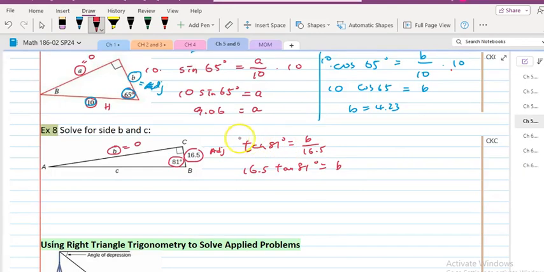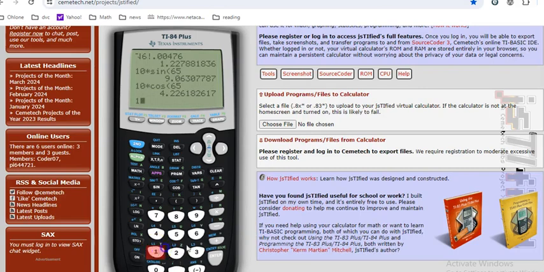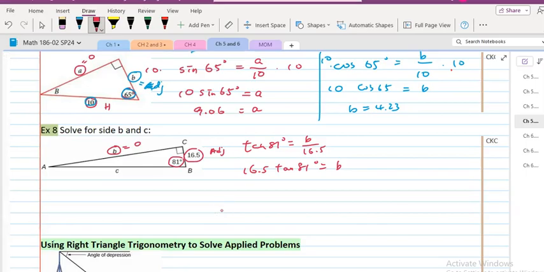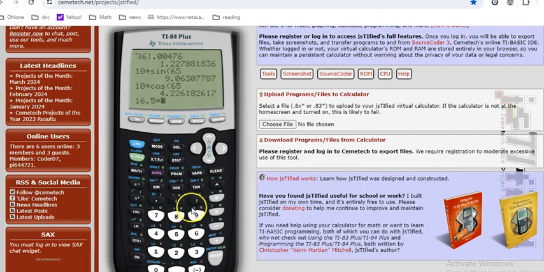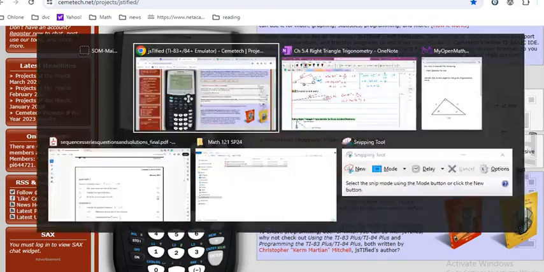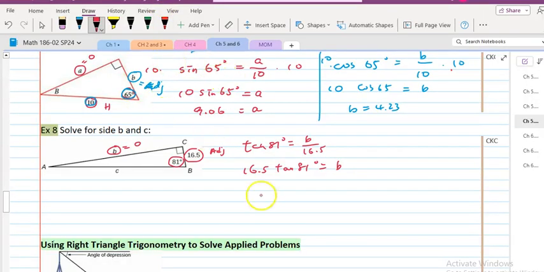So multiply in the calculator: 16.5 times, what was it? Tangent 81? Tangent 81. 104.18. B equals 104.18.